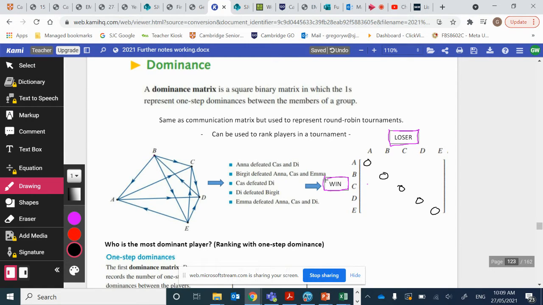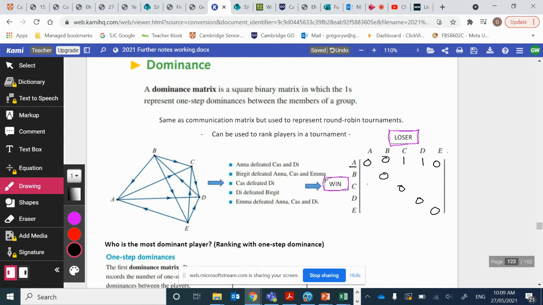Then we go across the rows. So if we look, did A beat B? No, because the direction of the arrow represents the victory. B actually beat A. So A didn't beat A, so we have a 0 here. Did A beat C? Yes, so we have a 1 there. Did A beat D? Yep. And A didn't beat E. E beat A. So we have a 0 there. So every time there's a 1, that shows us a direct victory. So A won 2 matches.